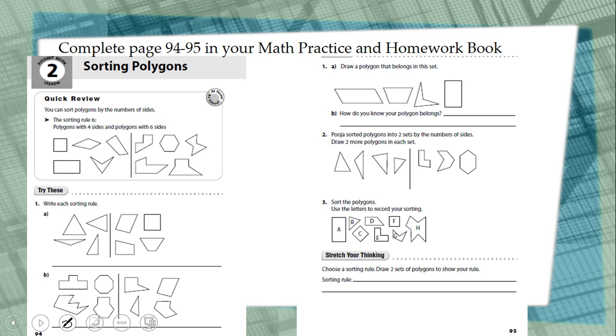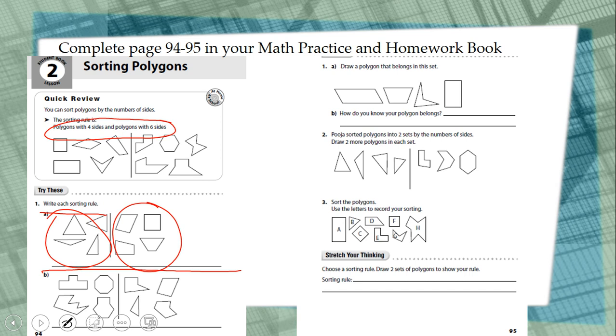So for question 1 on page 94, you need to write the rule. So remember, the rule is here, okay? And you're just gonna write it on the black line right there. That's it. So you're gonna count the sides on both ones. So you're gonna count the sides here, you're gonna count the sides here, you're gonna figure out how many sides they have, and then you're gonna write the rule on how we sort it.